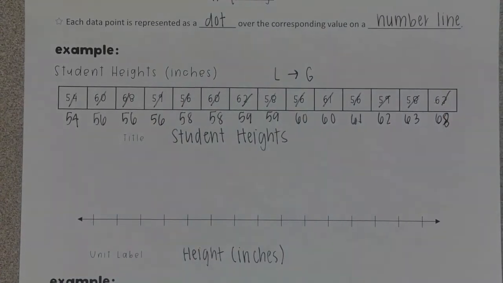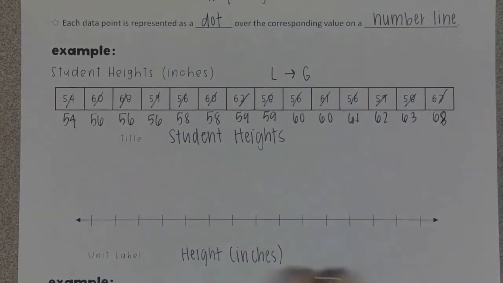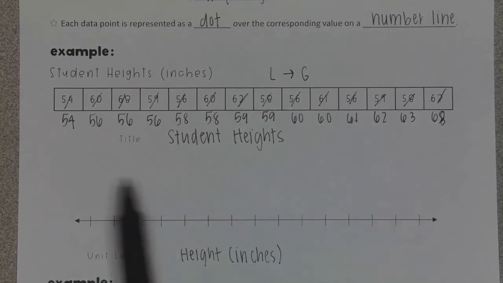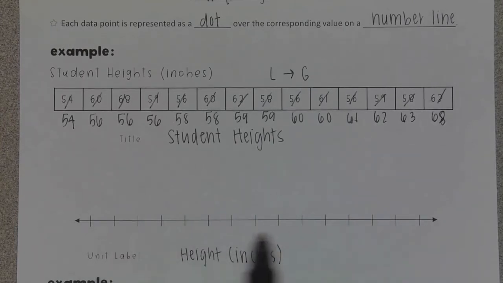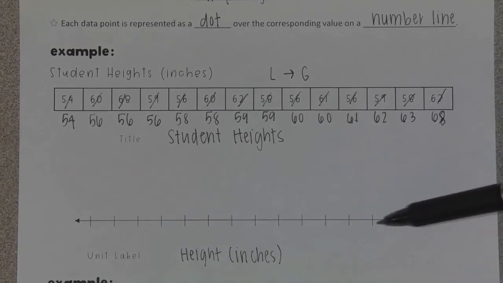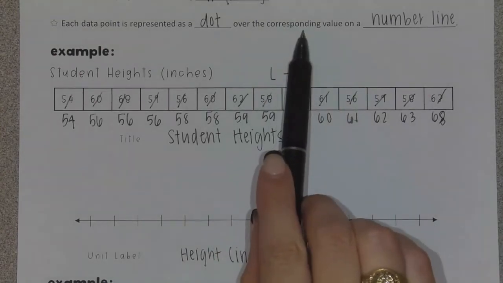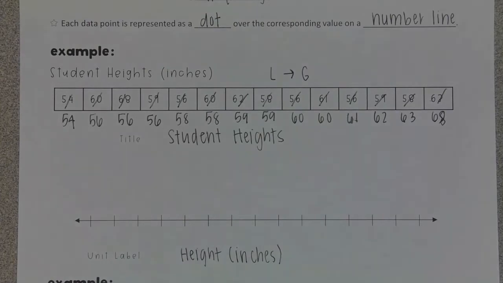So now that I've got my data ordered from least to greatest, that's going to help me figure out what I'm going to count by and what I need down here on my number line. So any value that's there, you have to make sure that it is labeled on our number line. Before, we were able to kind of put stuff in the middle of numbers, but on a dot plot, if you're going to plot a data point, there has to be a corresponding value that it goes over.